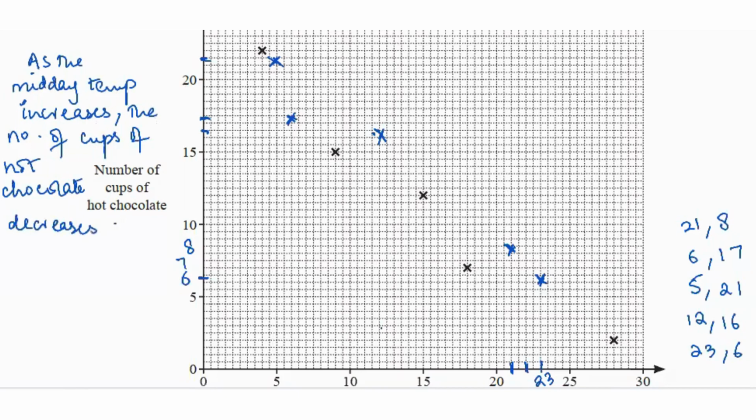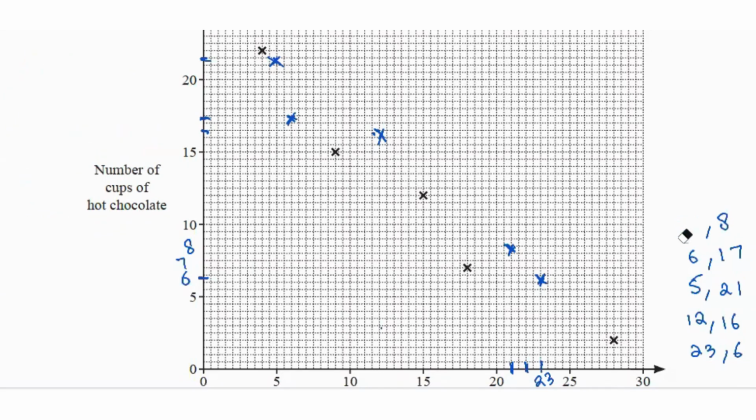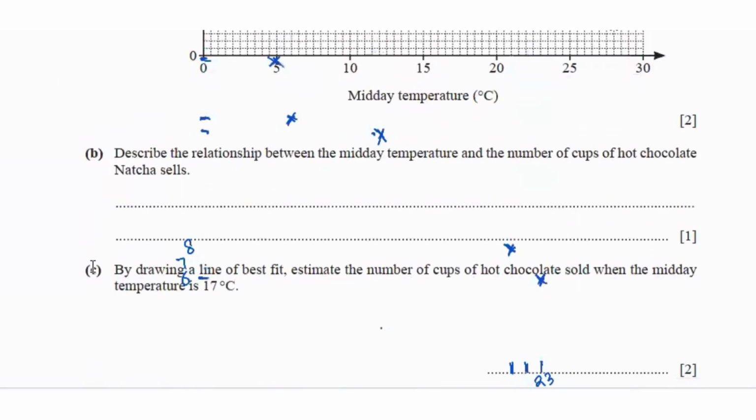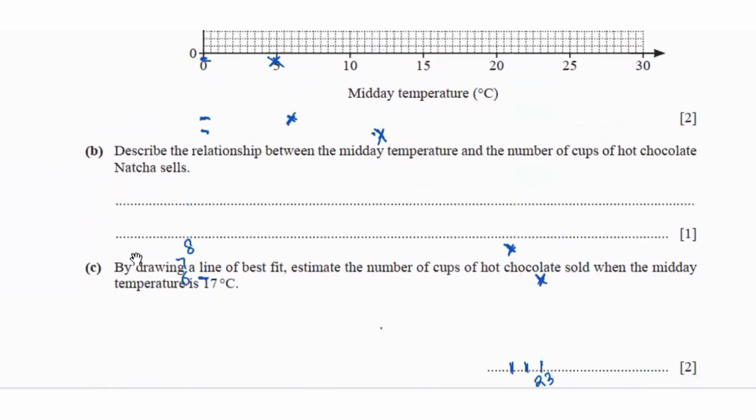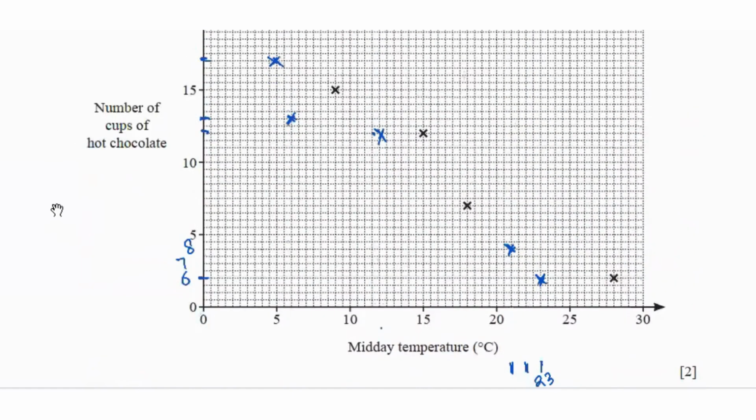That is your explanation for the relationship between the two variables. Then next, it's asking us, just erase that. By drawing a line of best fit, estimate the number of cups of hot chocolate sold when the midday temperature is 17 degrees Celsius.